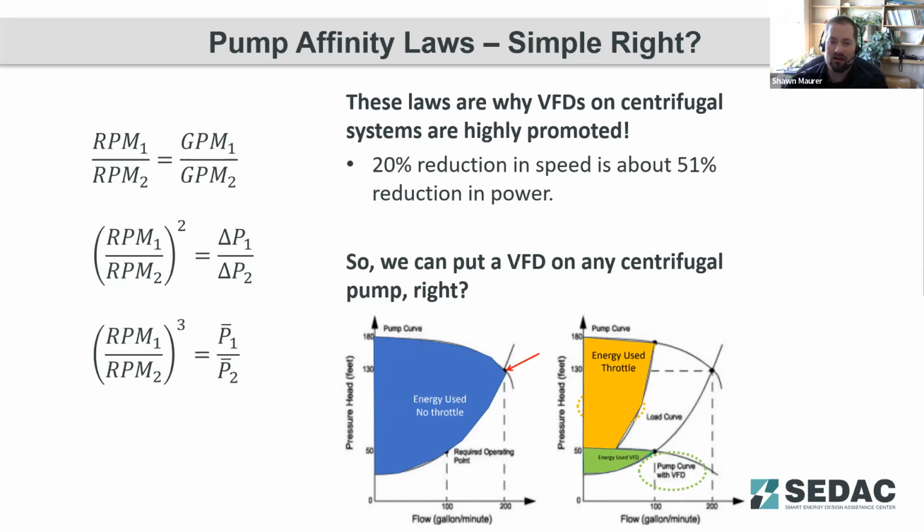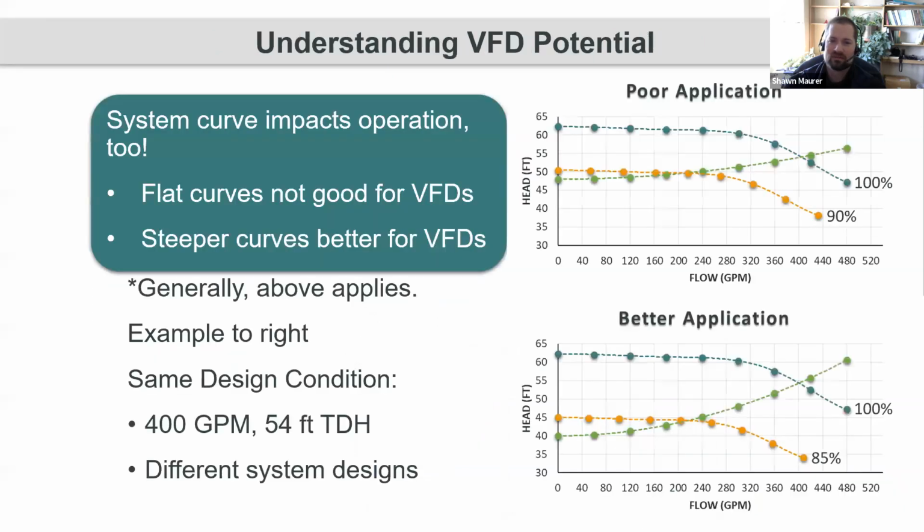But something to be aware of: if you're reducing the speed of the pump, you get a straight reduction in flow rate. The square of that is your reduction in pressure output from the pump, and the cube of that is the reduction in your power consumption. So something to be aware of when you're looking at these systems is to understand your VFD potential.